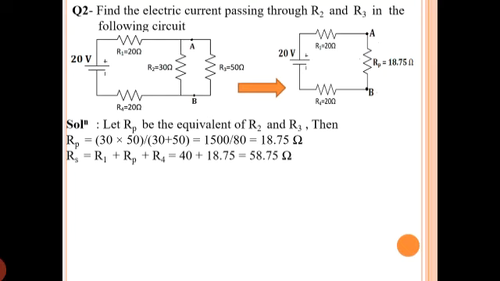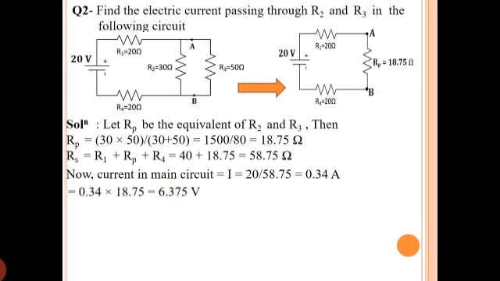Now we have 3 different resistors in the circuit, R1, R4 and RP, and it is understood all 3 are in series. So we can find the current, because the total resistance we can find easily: R1 plus RP plus R4. And since the battery voltage is 20, we know how to find the current. So 20 by 58.75, that is, the total resistance is 58.75 and the voltage is 20. Solving it, we get 0.34 ampere. So we can say in the main circuit the current flowing is 0.34 ampere.